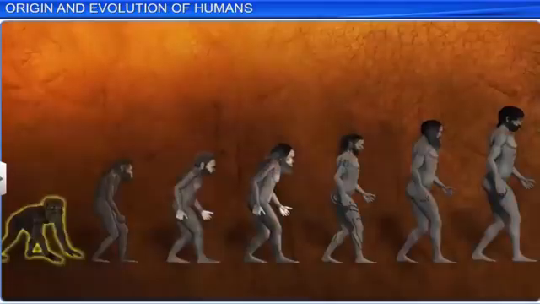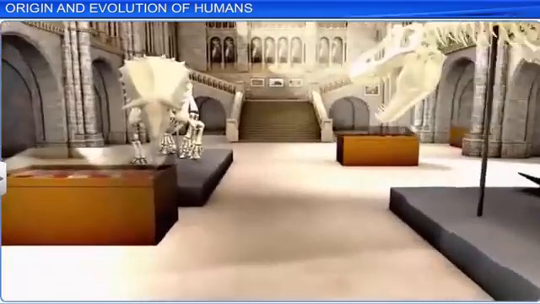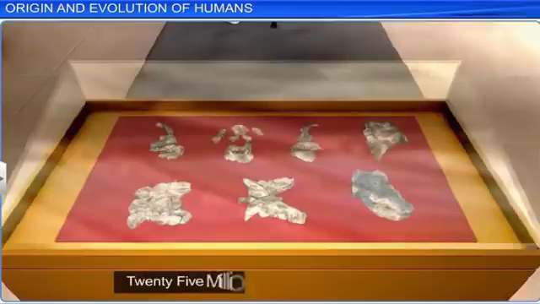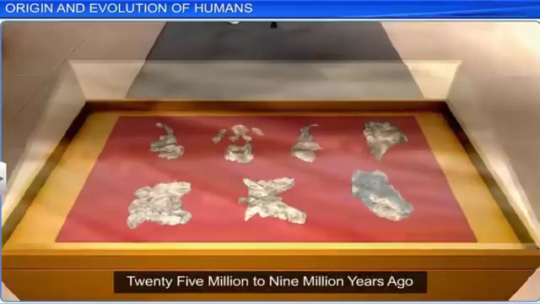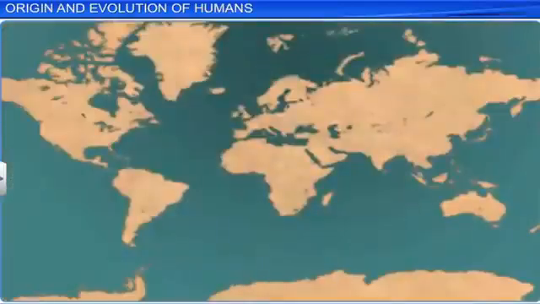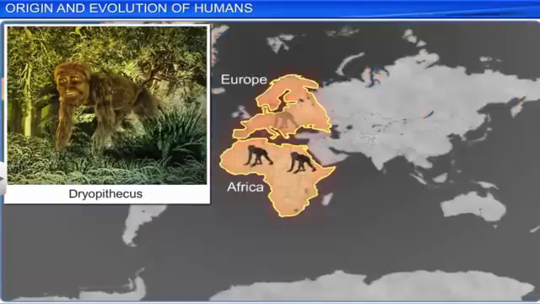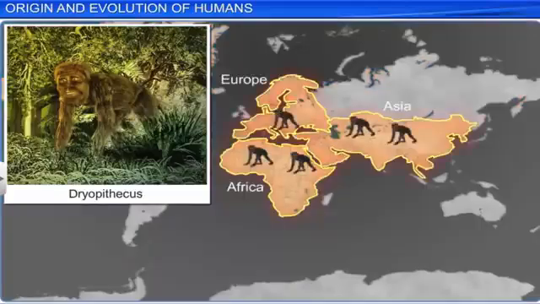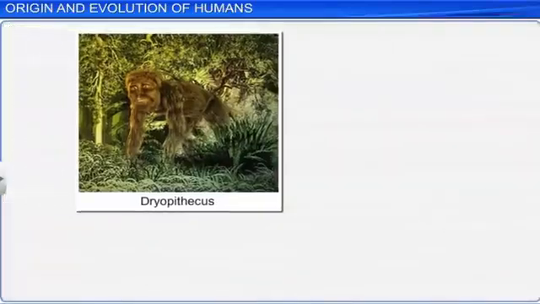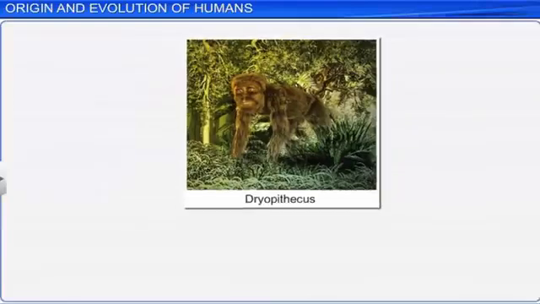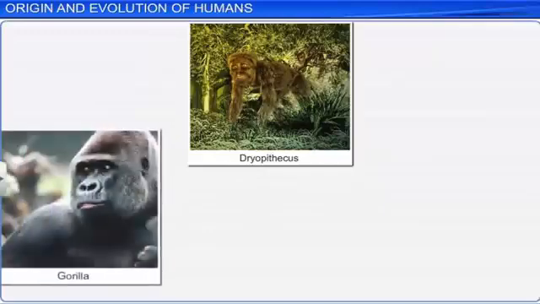The fossil evidence of the Upper Miocene epoch of the Cenozoic era shows that around 25 million to 9 million years ago, Dryopithecus, a genus of ape, lived in eastern Africa, Europe, and Asia. The term Dryopithecus means the oak tree ape in Greek. It is representative of the early members of the ape lineage, such as gorillas and chimpanzees.